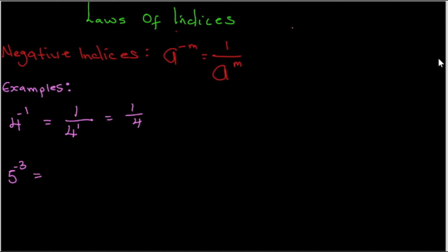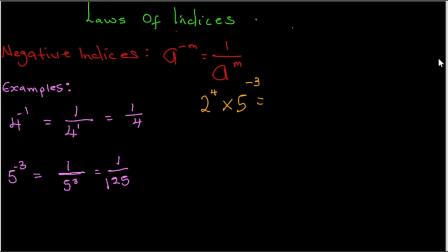And this one, 5 to the power of minus 3, is 1 over 5 to the power of 3, which would give us 1 over 125, right? Which is 5 times 5 times 5. Okay, so let's see one more question on that.